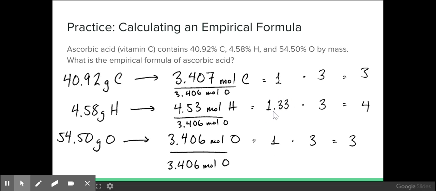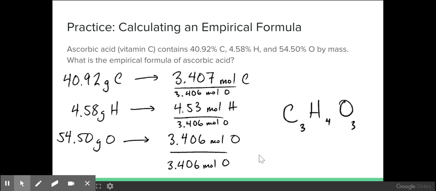So that 1.33 is a problem here because we can't express that as a whole number subscript in my compound. So to get rid of that and to make it a whole number, I'm going to multiply that by a factor of 3, but I also have to multiply everything else by a factor of 3 as well. And that gives me a final ratio of 3 carbon atoms to 4 hydrogen atoms to 3 oxygen atoms. Or if I write that out as my empirical formula, C3H4O3.